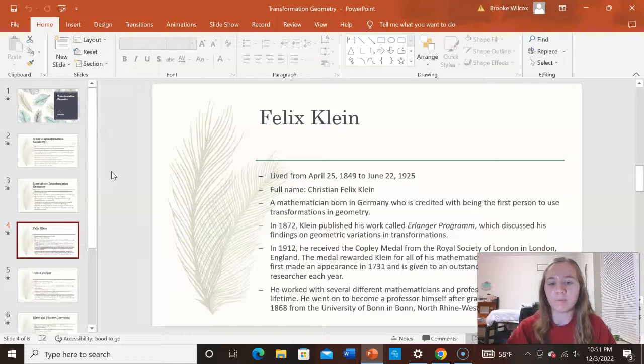He worked with several different mathematicians and professors throughout his lifetime. He went on to become a professor himself after graduating with a PhD in 1868 from the University of Bonn in Bonn, North Rhine-Westphalia, Germany.